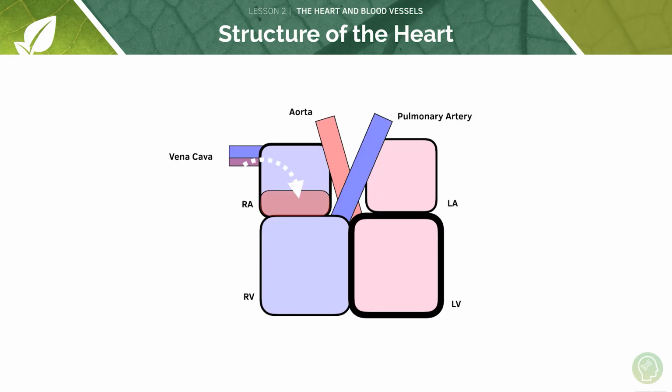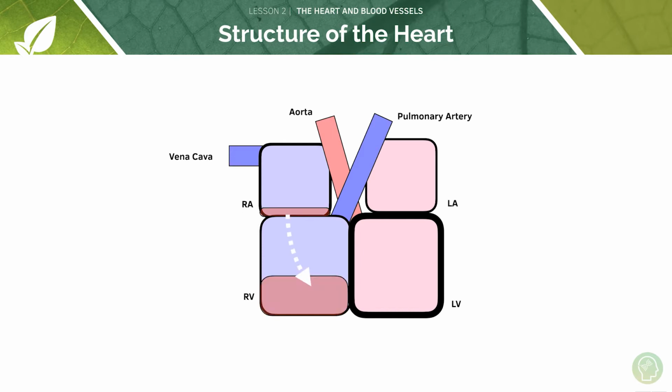First of all, we start off on the right side of the body. Deoxygenated blood from the body is going to pass back into the right atrium. This deoxygenated blood is delivered by the vena cava, which is a really large vein in your body, which we'll be looking at in more detail a bit later on. So your deoxygenated blood from your body is going to pass through your vena cava and into your right atrium. And this blood is under very, very low pressure.